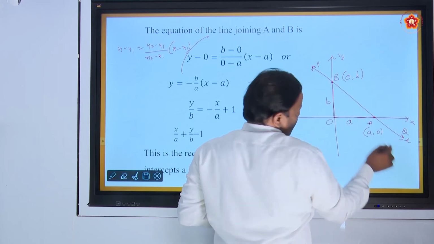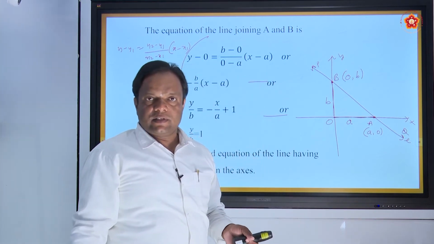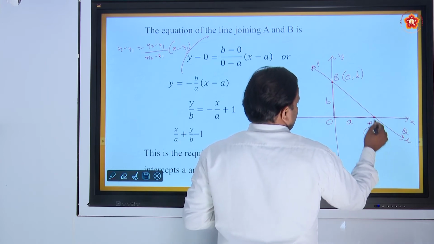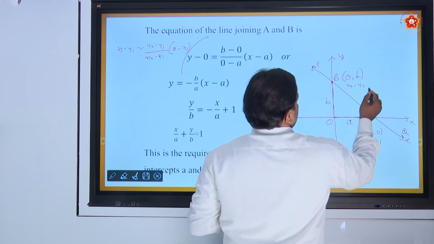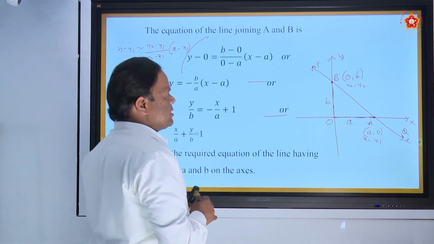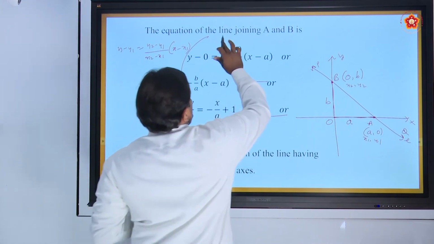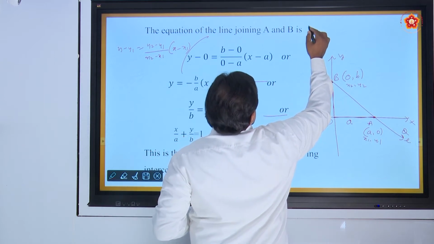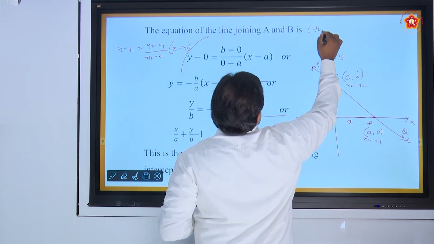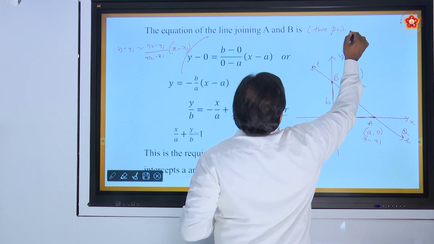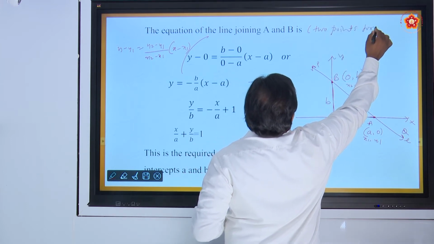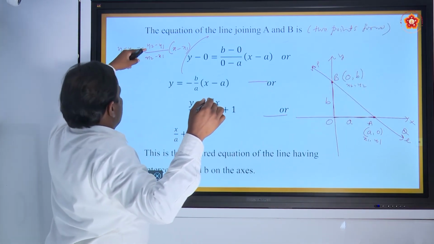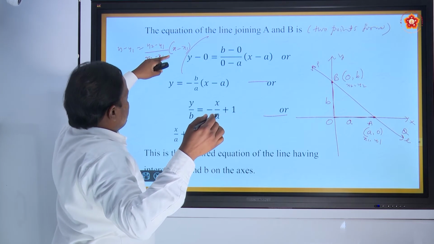Use the equation of a straight line in two-point form. What is the two-point form? The first point is x1, y1 and the second point is x2, y2. The equation of the line joining A and B is the two-point form, which is y minus y1 is equal to (y2 minus y1) divided by (x2 minus x1) into (x minus x1).